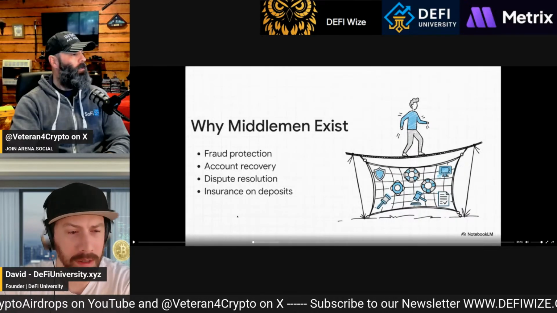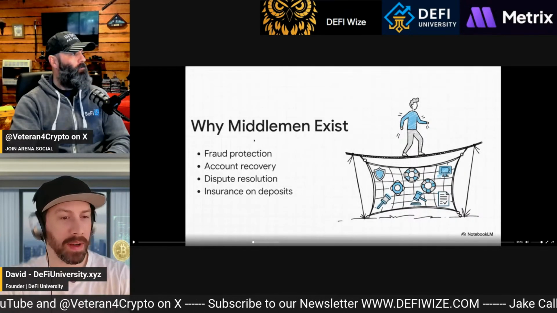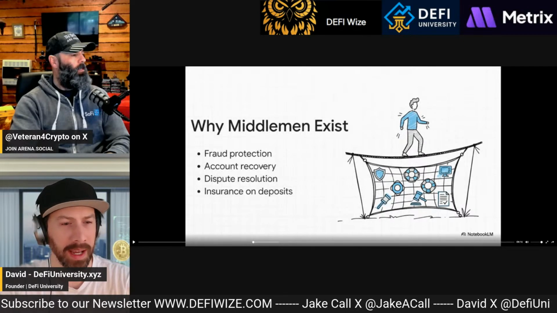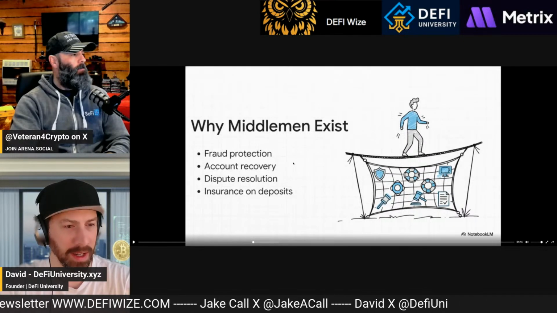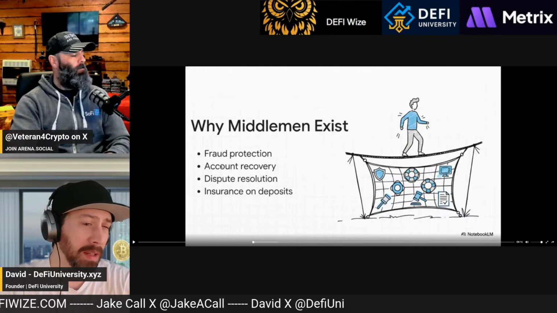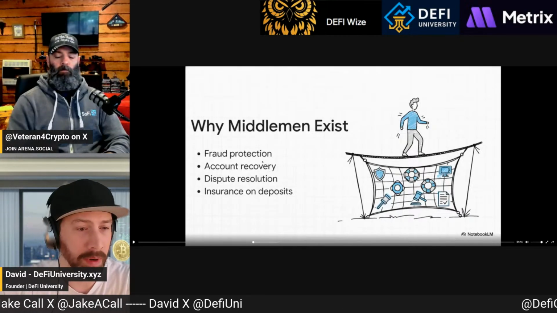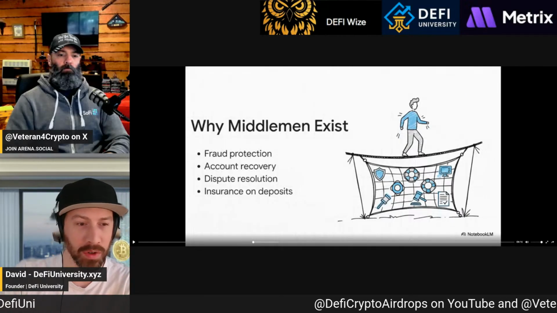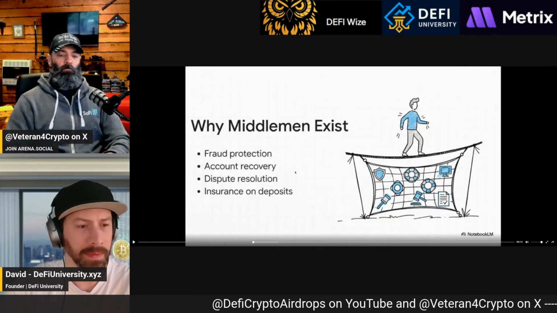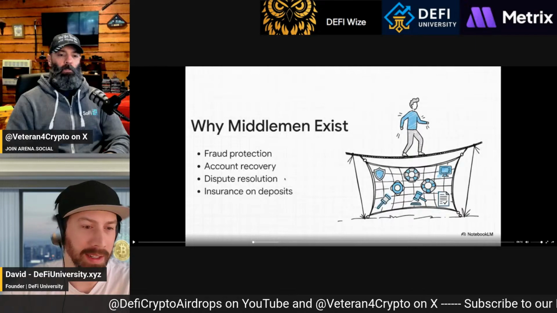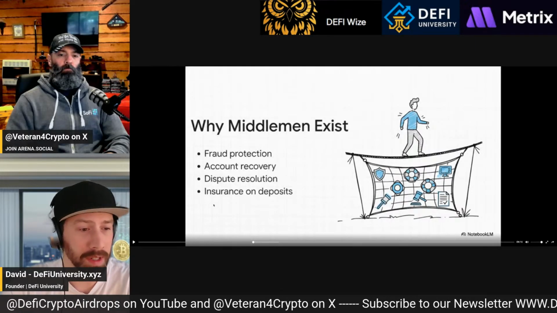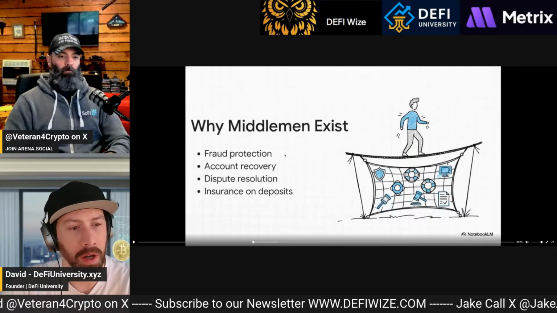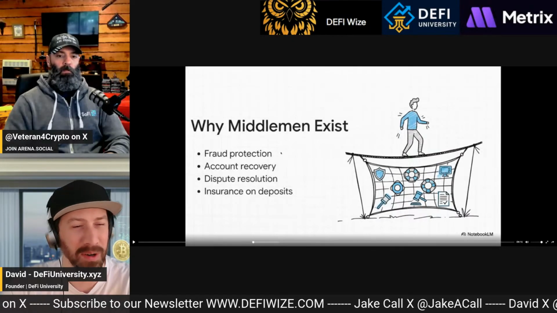And this is a big difference between TradFi and crypto DeFi. In crypto and DeFi, you don't really have any of this. Maybe if you're using a Ledger product, you might have some type of account recovery, but then you have to trust Ledger with your keys. Dispute resolution, not really. Insurance on deposits, sometimes there are insurance products in DeFi. Fraud protection, nope, you're on your own.